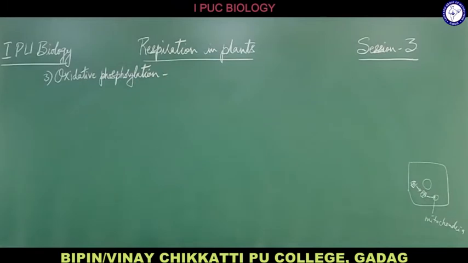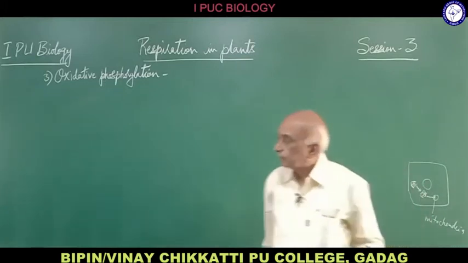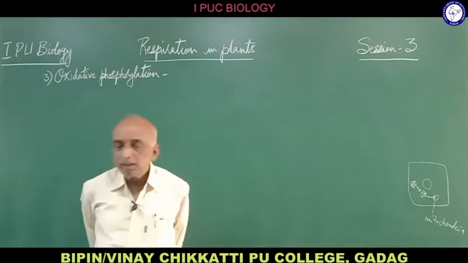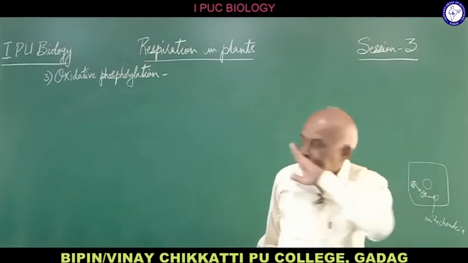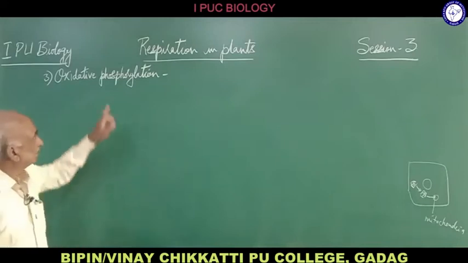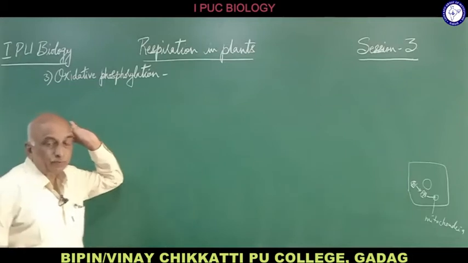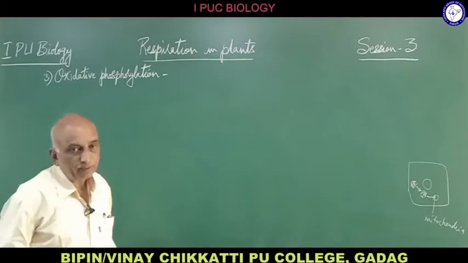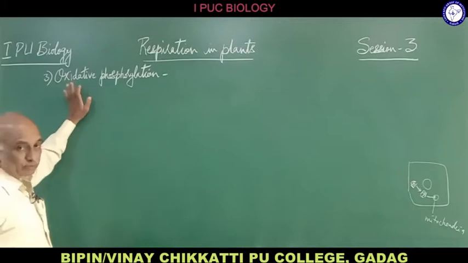So oxidative phosphorylation, and here phosphorylation means, as we already studied, ATP is formed by the addition of inorganic phosphate to ADP. So the phosphorylation takes place due to oxidation here. Now in photosynthesis, there is photophosphorylation. The ATP formation takes place due to the influence of light, and oxidative phosphorylation takes place due to oxidation.